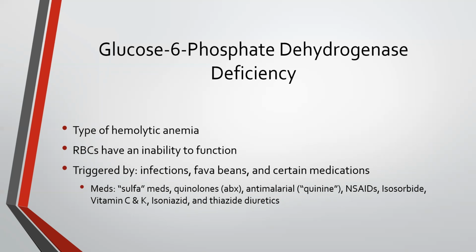Quinolones, which again is a type of antibiotic. Antimalarials, which tend to have quinine in the name. NSAIDs, so aspirin, ibuprofen. Isosorbide, which is a cardiac medication. Vitamin C, vitamin K. Isoniazid, which is a tuberculosis medication. And then thiazide diuretics.